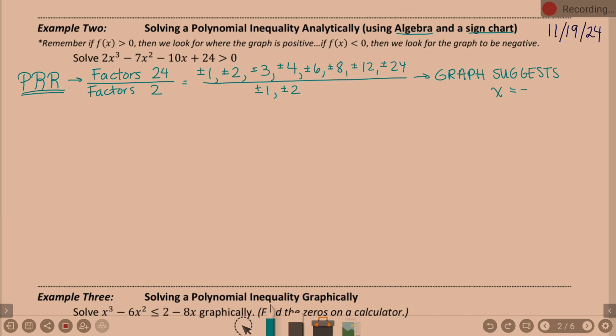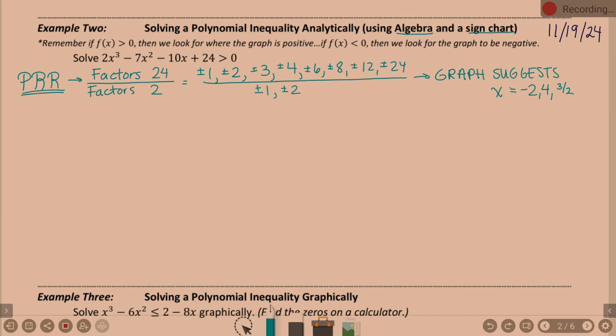Okay, so negative 2, 4 look fairly obvious. And then 3/2, well, it's got to be something between 1 and 2. It's got to be a real number because irrationals occur in pairs. So between 1 and 2 is going to have to be 3/2. Okay? So the graph is going to suggest we try those.